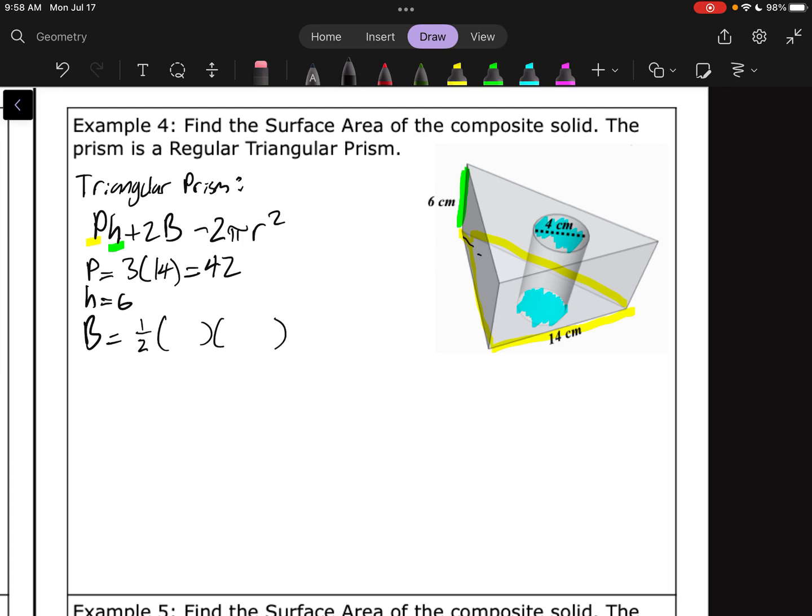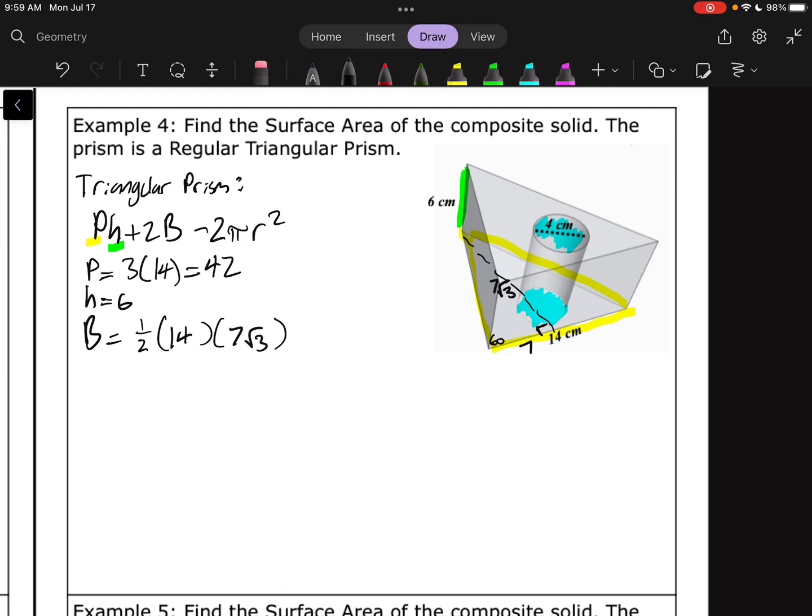If we imagine the height kind of coming down like this, since this is a regular equilateral triangle, this part would be 7, right? Because it gets cut in half. And this angle right there is a 60-degree angle. So that is a 30-60-90 triangle, which means that the height of our triangle is 7 root 3, right? Because of the 30-60-90 rules. So I'm going to do 1/2 times 14 times 7 root 3.